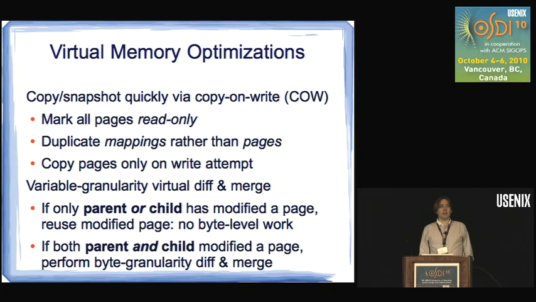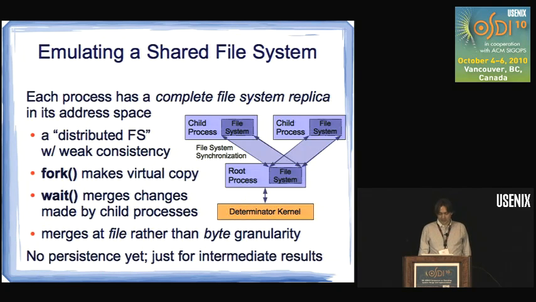to create a variable-granularity opportunistic diff and merge, because it's very common that either only the parent or only the child, or only one thread will be modifying a particular page, and when it detects that, it can just use the appropriate new page and avoid any actual page-level work. And so it's only if both threads have concurrently written to the same page that we actually have to do a byte-level diff and merge. So that's how Determinator supports shared memory.